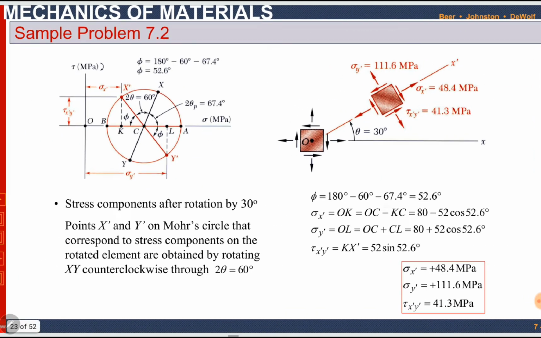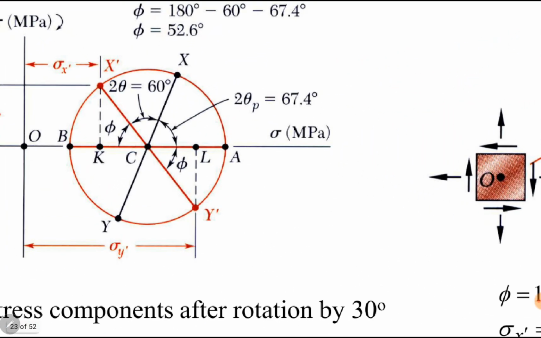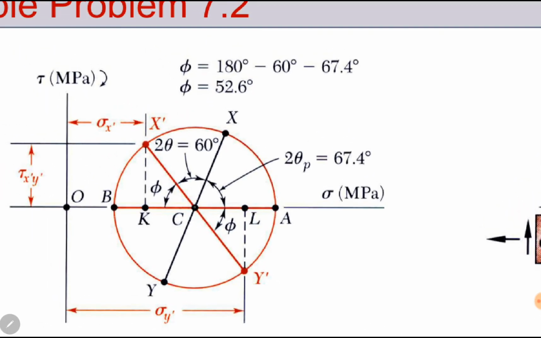So we will draw from the x-axis. Cx is our x-axis. We have drawn a counterclockwise angle of 60 degrees. Theta was 30 degrees, so 2 theta is 60 degrees.